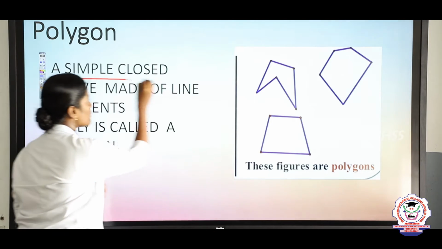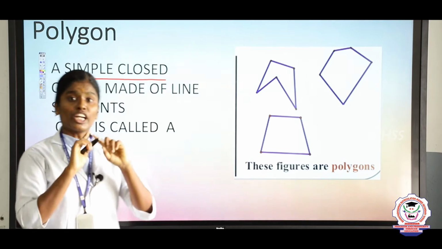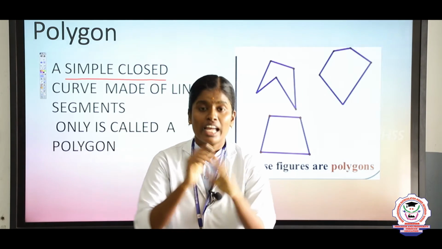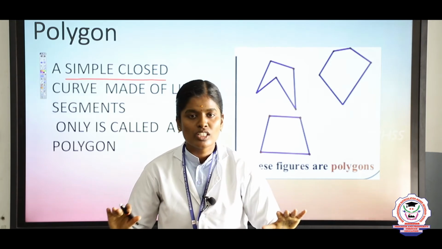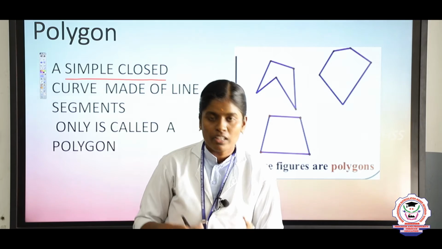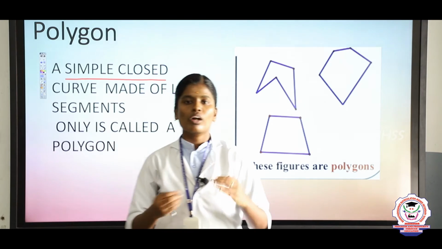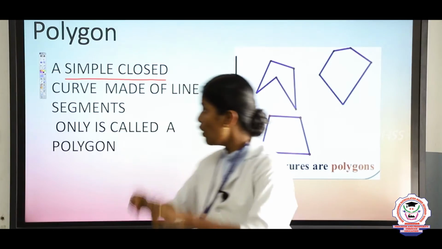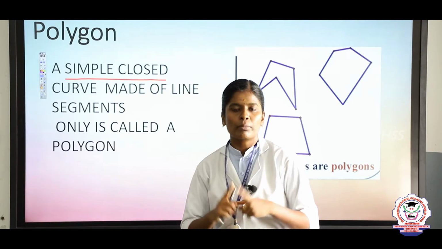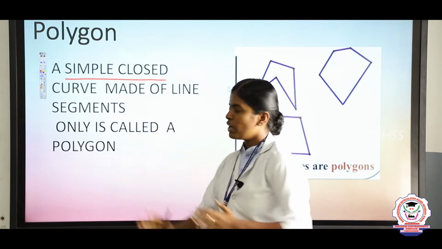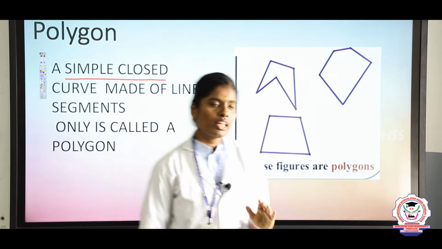So, what is meant by simple closed curve? A closed curve which does not cross. அதுக்குள்ள cross ஆகாது. A closed curve which does not cross itself is called the simple closed curve. What is meant by polygon? Polygon means a simple closed curve made of line segments. So, full-ஆவே என்னவா இருக்கும்னா line segments. That is called the polygon.